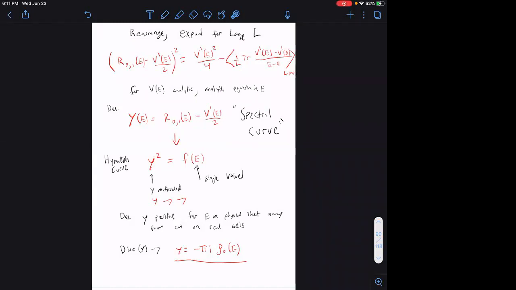It's discontinuity. For example, if you look at this discontinuity, you can show that y is just proportional to the density of states, the leading order density of states. So this is a bit abstract. Let's look at a specific example.